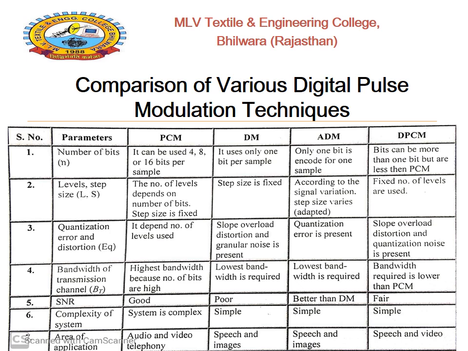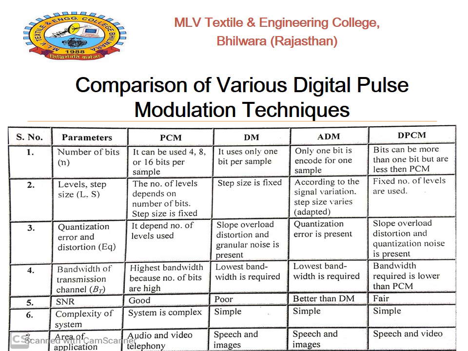The third parameter is the quantization error and distortion. In case of PCM, it depends on the number of levels used. In DM, slope overload distortion and granular noise are present. In case of ADM, quantization error is present. And in DPCM, slope overload distortion and quantization noise are present.